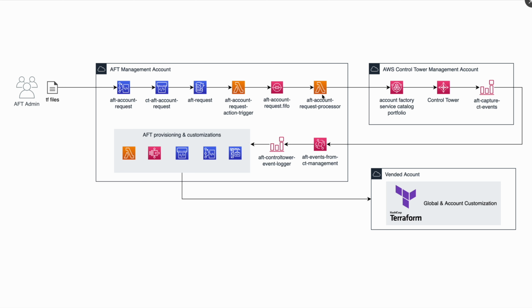And when you are retrying it, this Lambda function is creating the account factory service catalog portfolio, so it is actually creating the product. And if it fails in between and you have to rerun it, you need to go to your service catalog and product list and delete the ones which have failed. You will see the errors for whatever reason they are failing. Then it goes to Control Tower, which captures the events. It creates everything, and then you will have your vended account with all global and account customizations.